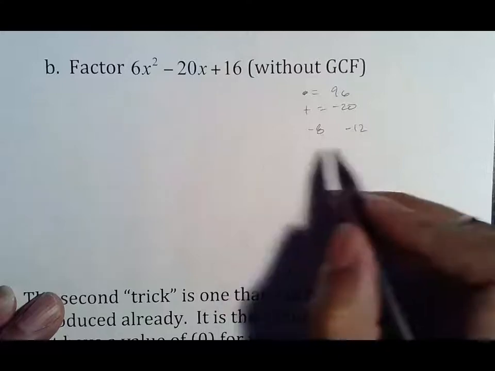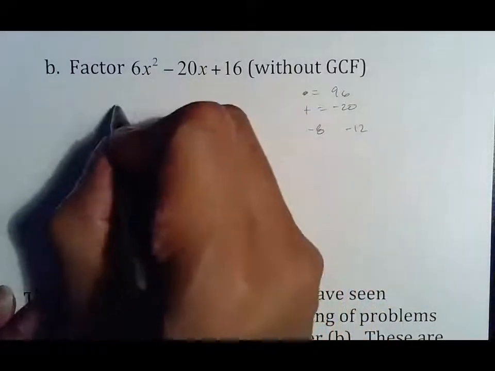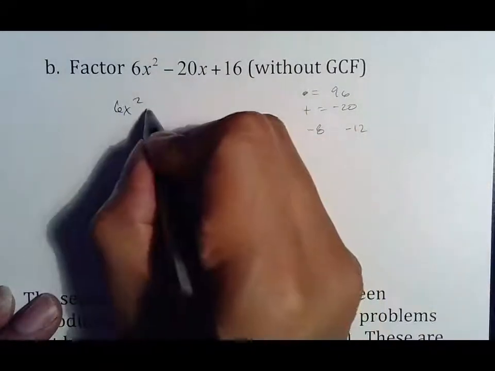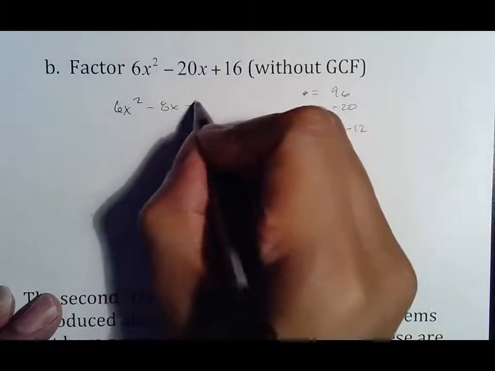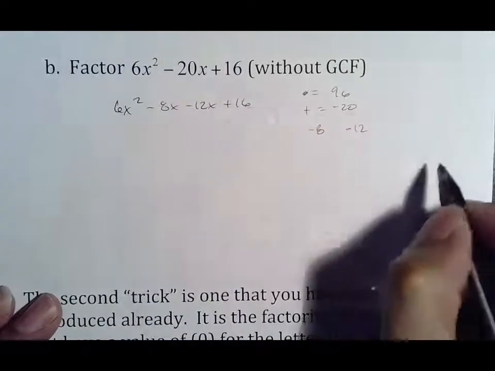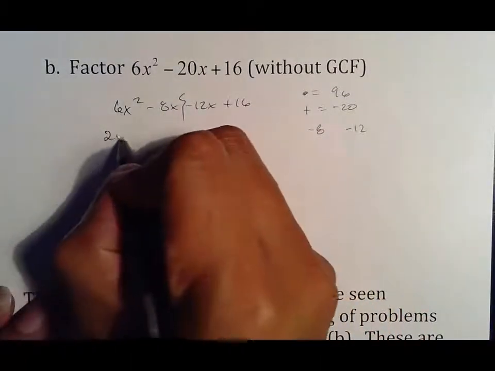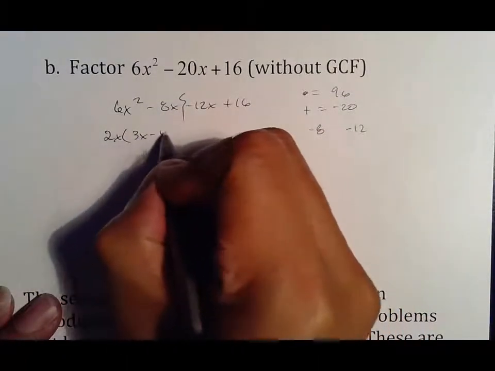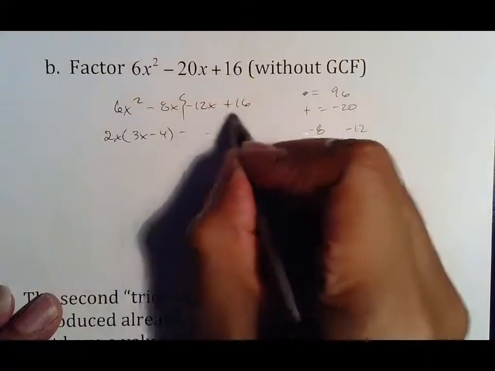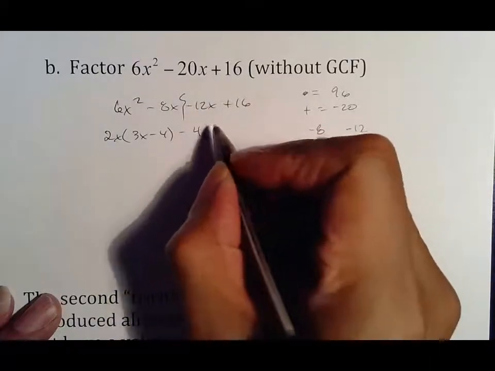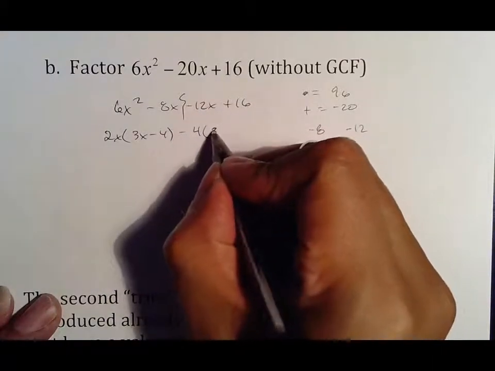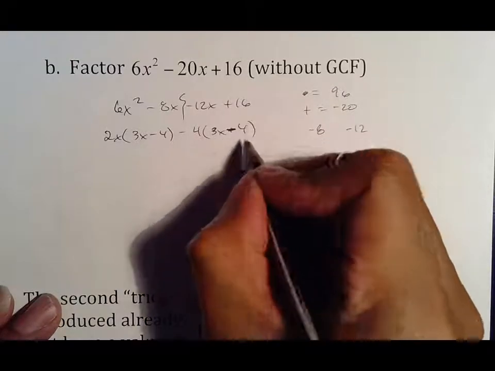Minus 12, signs are the same. There you go. And so I would split this to be 6x squared minus 8x minus 12x plus 16. Split down the middle. Out of this, I can take a 2x off, being left with 3x minus 4. Copy the minus. Out of here, I can pull off a 4, being left with 3x minus 4.